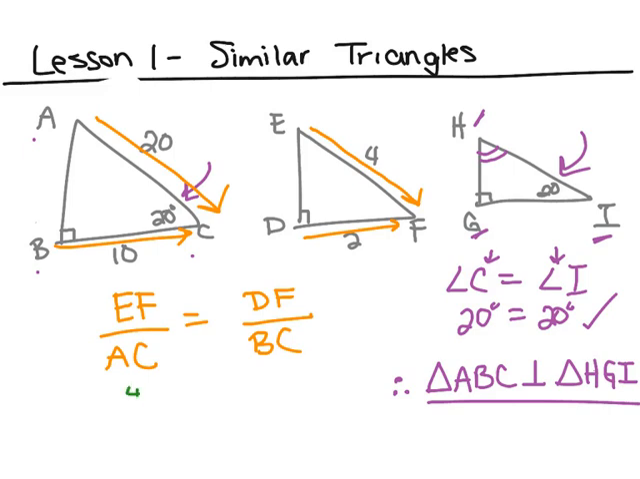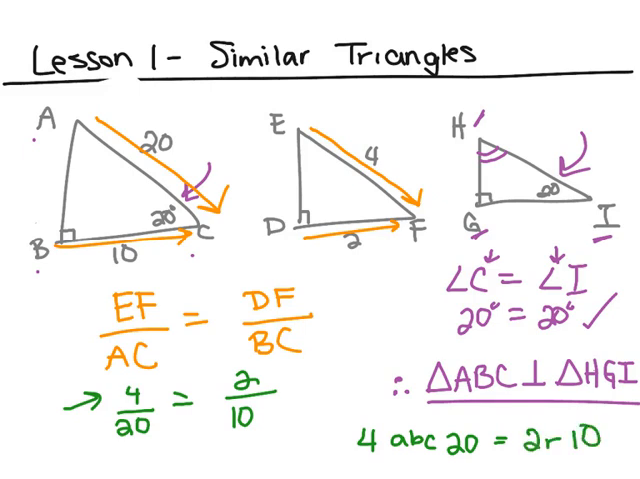So EF is 4, and AC is 20, and DF is 2, and BC is 10. And if you simplify this, so if you type in 4 ab/c 20, you should get 2 r 10. If you don't remember how to simplify fractions, always know that you can do it with the ab/c button on your calculator. So 2 over 10 is equal to 2 over 10. So that means that they are in proportion and that they are similar.